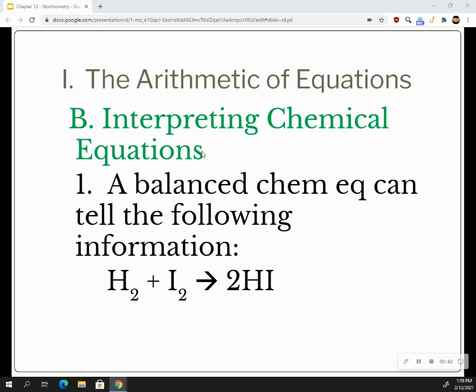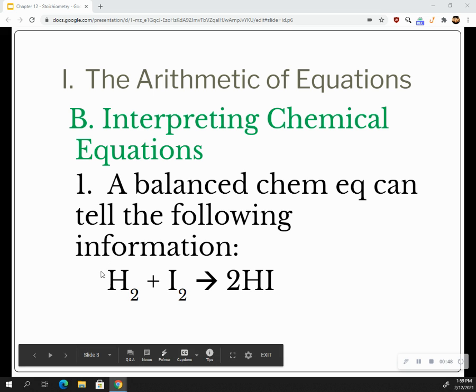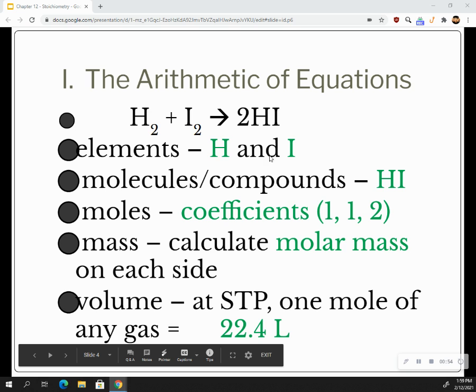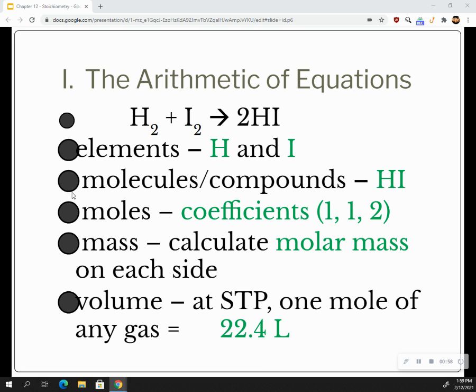So for instance, when we interpret those, a balanced chemical equation tells you the following information. It tells you how many moles of each substance you have. For instance, we have our elements hydrogen and iodine to make hydroiodic acid.